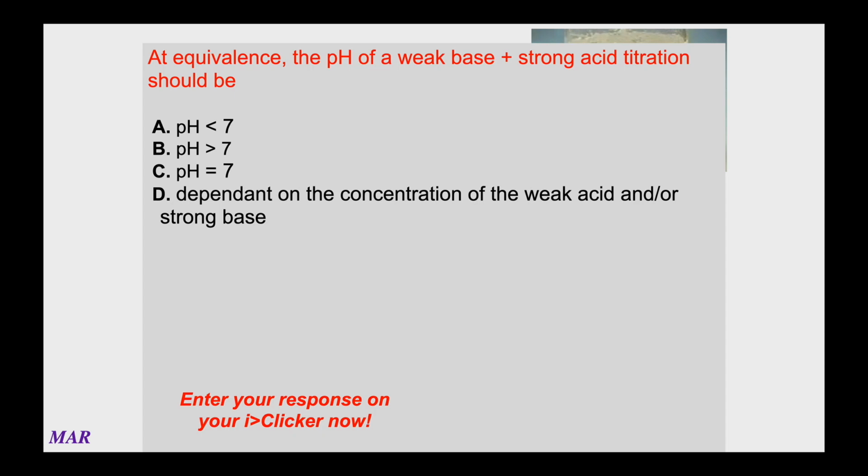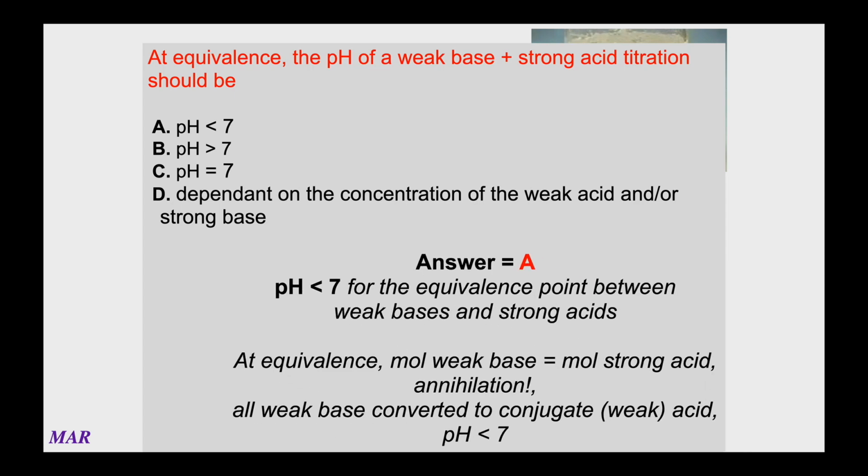But in the process of wiping out the weak base, a conjugate acid has appeared, and the moles of weak base will equal the moles of conjugate acid at equivalence. Well, acid means acid. That means pH is less than 7. So A should be the right answer.